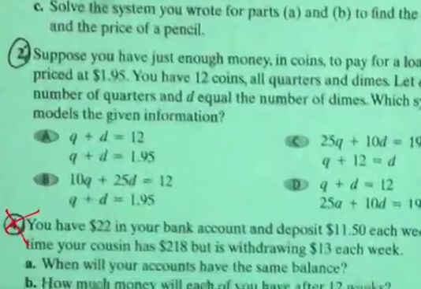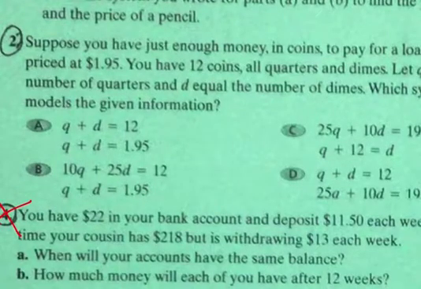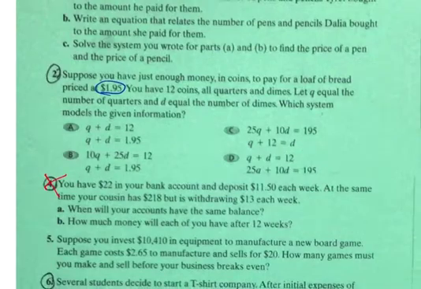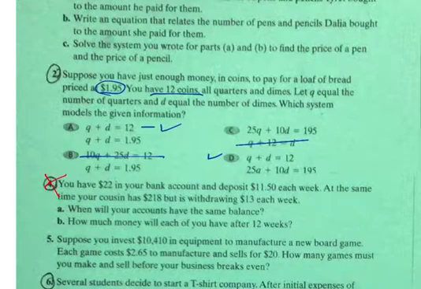Number 2, suppose you have just enough money and coins to pay for a loaf of bread, which is $1.95. So your total is $1.95. So for sure these are correct. 12 coins in all, quarters and dimes. So this is correct. That is not correct. Quarters and dimes equals 12. That's not correct. So our possible answer is D or A, right?